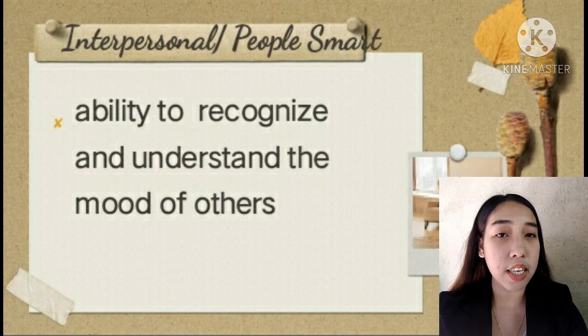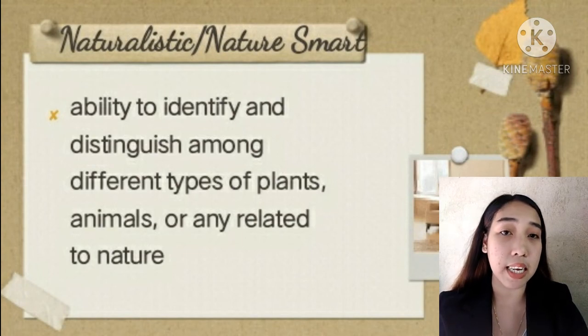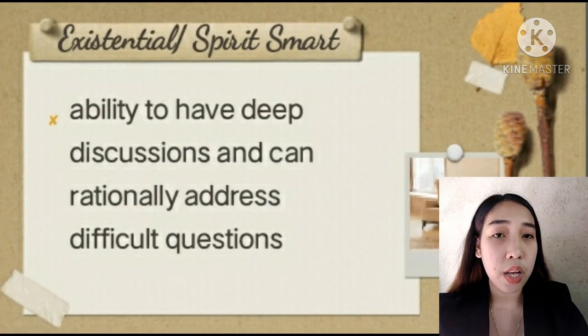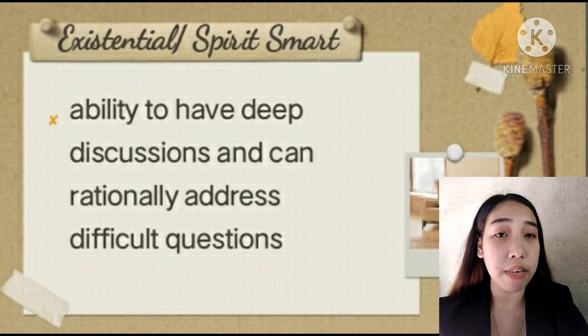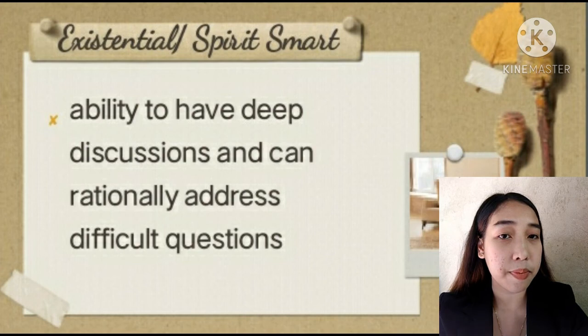The eighth one is the naturalistic or nature smart. It refers to an individual's ability to identify and distinguish among different types of plants, animals, or anything related to nature. The last one is the existential or spirit smart. People with this intelligence are very sensitive, but they can rationally address difficult questions. They also have the ability to have deep discussions about the meaning of life and human existence.